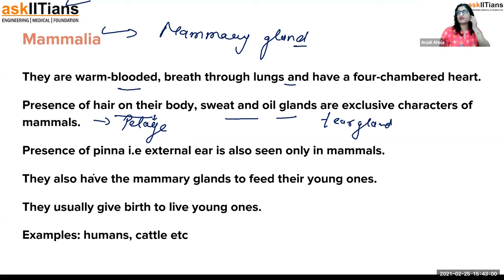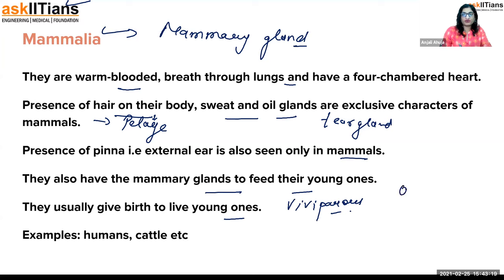They have presence of pinna. The external pinna is present. This is only present in the mammals. They have the mammary gland to feed the young one. They usually give birth to the young one. So they are the viviparous. Some of them are ovoviviparous also, but that's a rare case. We don't have to get into that now.